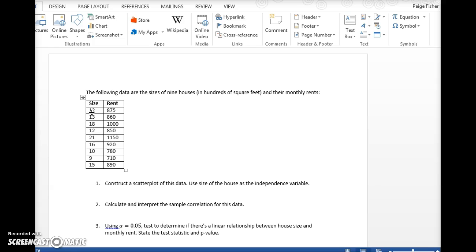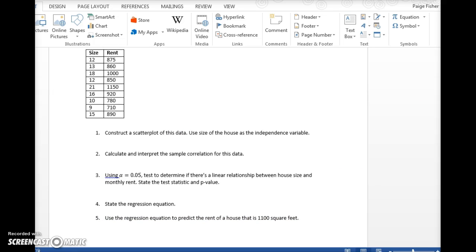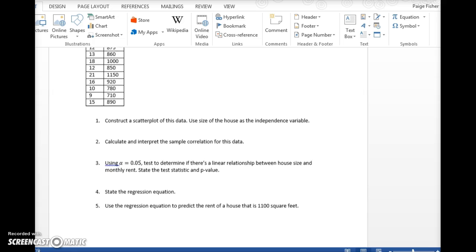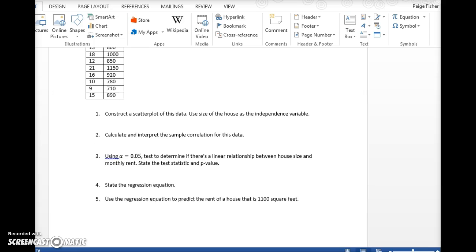a month. And they want us to construct a scatter plot for the first part using size of the house as the independent variable since we want the size to predict the rent. And they also want us to calculate and interpret the sample correlation. They want us to test if there's a linear relationship between the two variables. And we want the regression equation.